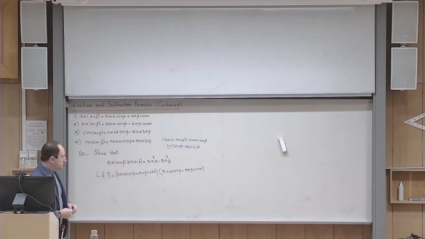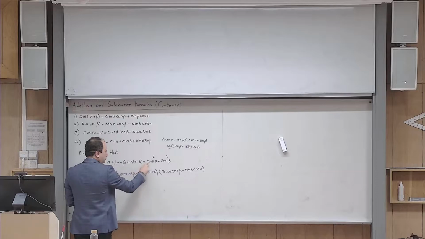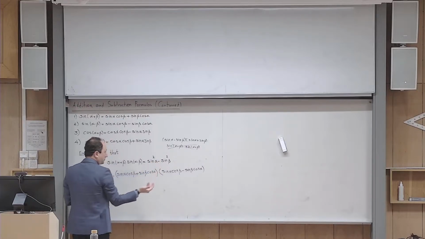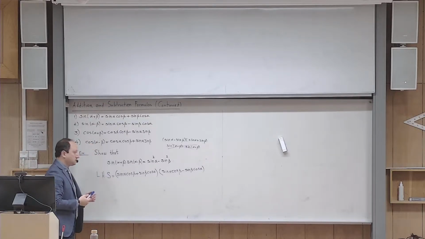But then what is your suggestion? How should I continue? Do you have any idea? By the way, when you want to prove an identity, you should always have an eye on the right-hand side. Your goal is to reach second powers of sine alpha and sine beta. That might be helpful to see what to do, at least. Any suggestions?